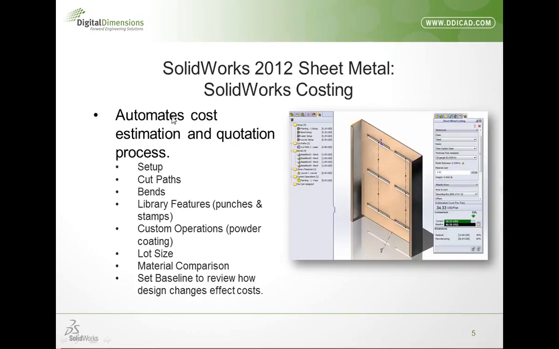So basically, the intent is it automates the cost and estimation quotation process, including your setup, cut paths, and bins. It includes library features, so you can include any costs associated with stamping, those types of things. Custom operations, lot size, material comparison, and then again, you can set the baseline to do an analysis of what-if scenarios about different ways to manufacture something, whether it be water jetted or lasered, depending on the material and the design requirements as well.